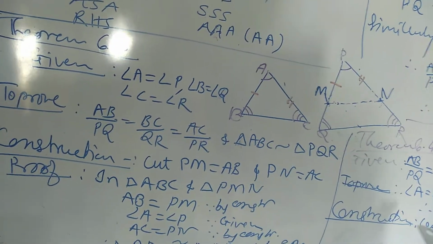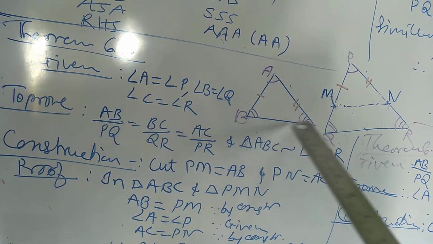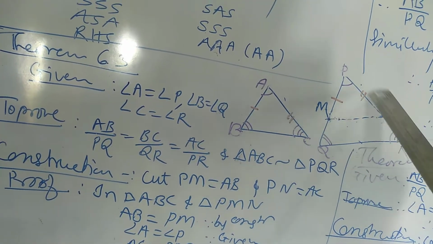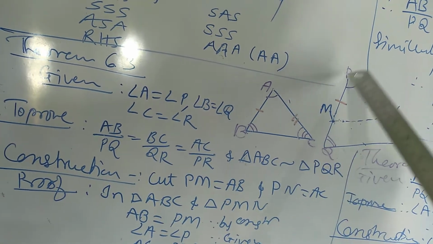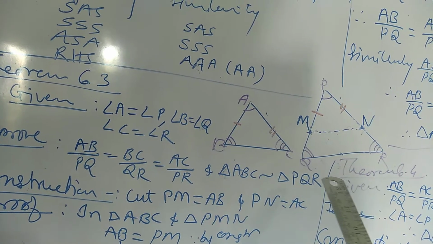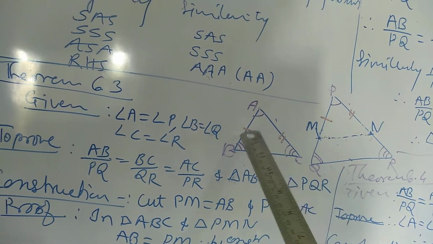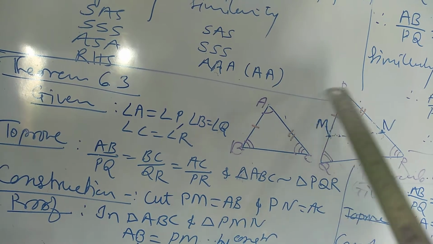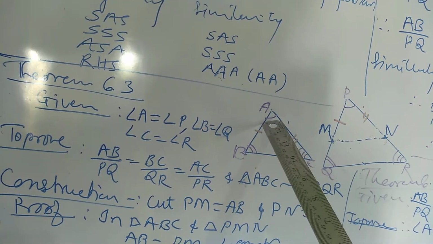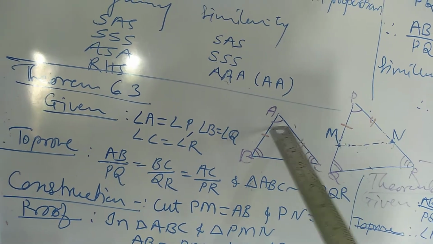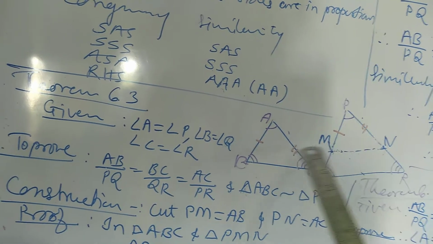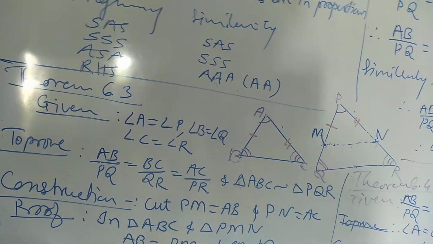Now in the proof, we have considered two triangles. This is triangle ABC and another triangle PMN. We first show that these two triangles are congruent. How are you going to show the congruence? By the construction, AB is equal to PM, AC is equal to PN, and angle A is equal to angle P, that is given. So by SAS we can say that these two triangles are congruent.